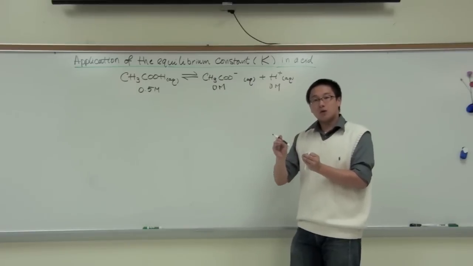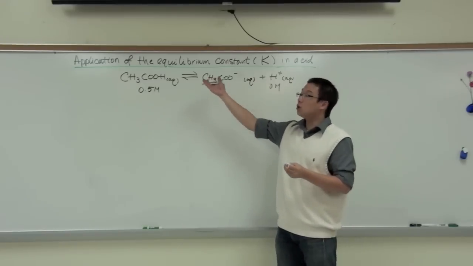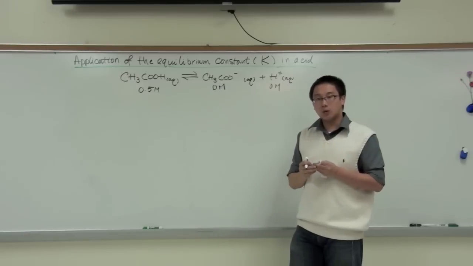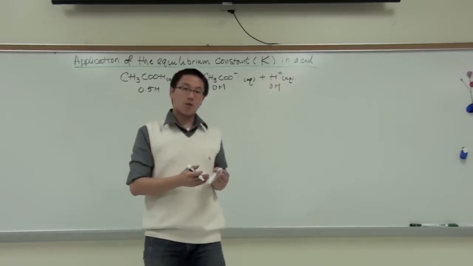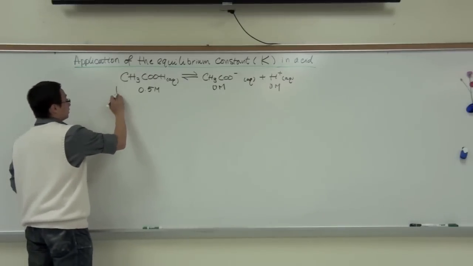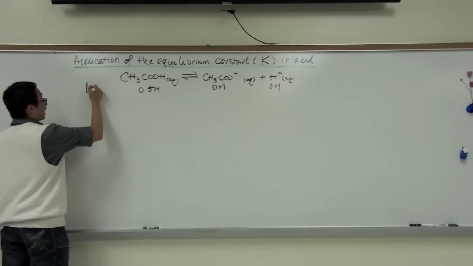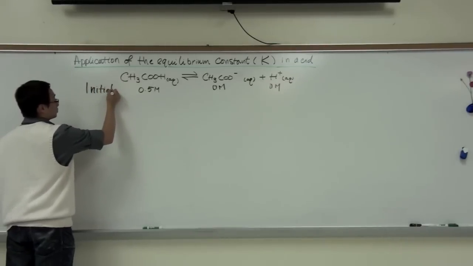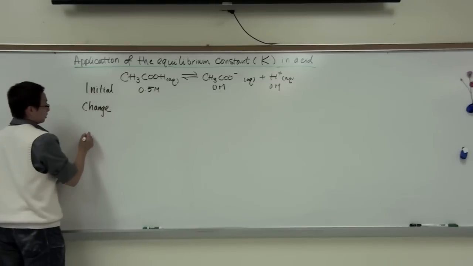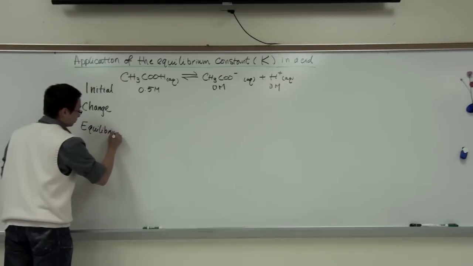Therefore, it must undergo some changes. There must be some changes to achieve equilibrium. So with this concept, we develop a tool to help calculate the concentrations at the very end. This is called the ICE table. The I stands for the initial concentration, the C stands for the change in concentration, and the E stands for the equilibrium concentration.